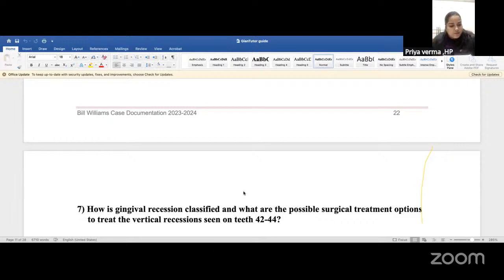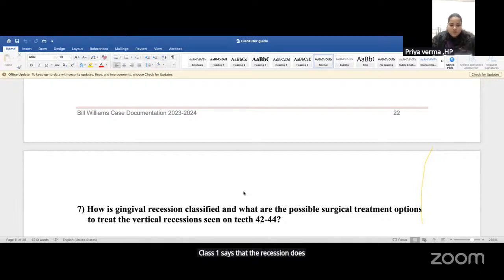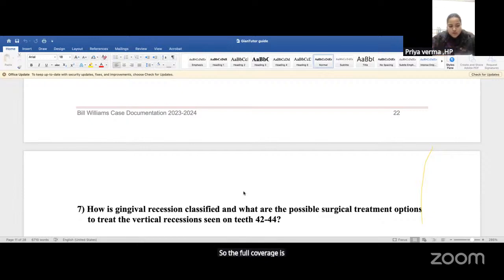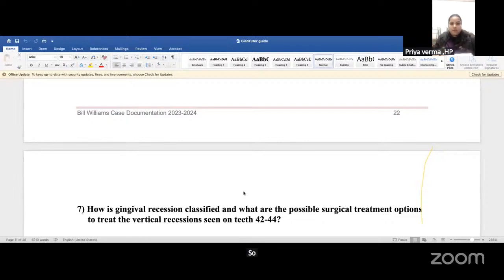Oh, sorry. As you know, gingival recession is classified by Miller into 4 classes. Class 1 says that the recession does not extend beyond the mucogingival junction and no interdental bone loss is present, so full coverage is possible. In class 2, the recession extends beyond the mucogingival junction and no interdental bone loss is there, and again full coverage is possible. In class 3, the recession extends beyond the mucogingival junction with interdental bone loss or tooth malposition, so partial coverage is possible. In class 4, there is a severe recession with significant bone loss and malposition, so root coverage is not predictable.